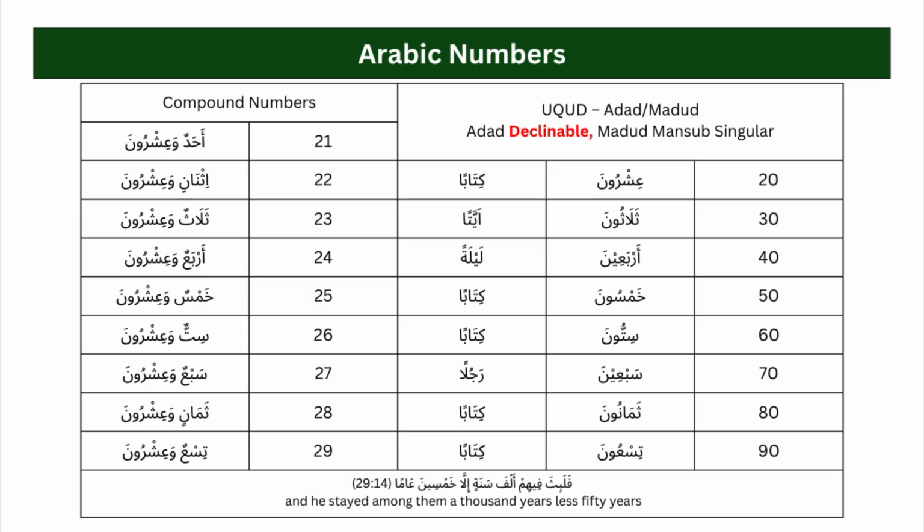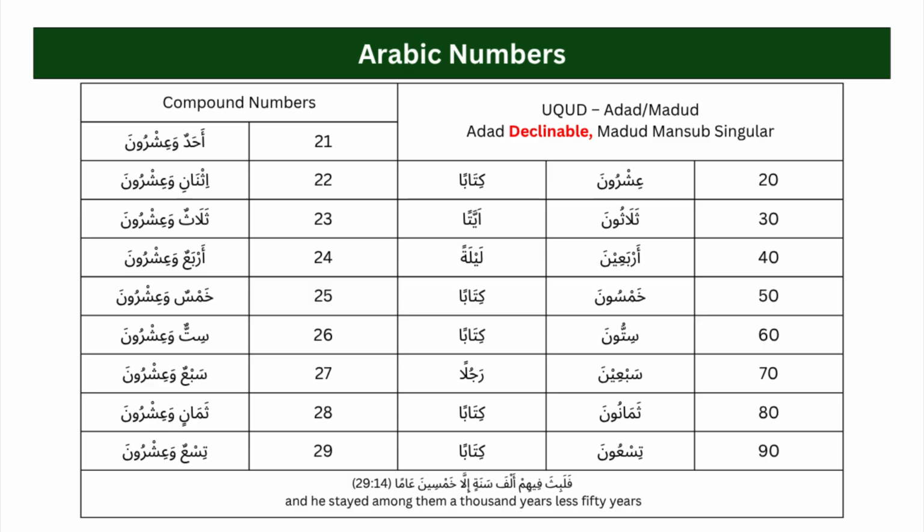The examples in the middle show that clearly. Ishruna kitaban, 20 books. Thalathuna ayatan, 30 verses. Arba'una leilatan, 40 nights. Khamsuna kitaban, 50 books. Sittuna kitaban, 60 books. Sab'una rajulan, 70 men. Thamanuna kitaban, 80 books. Tis'una kitaban, 90 books. So the classroom rule here is, with 20 to 90, the number changes by i'rab, but the madud stays singular and mansub. That is a very important pattern.